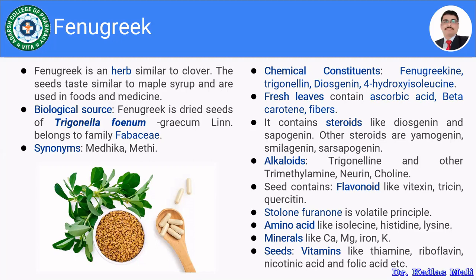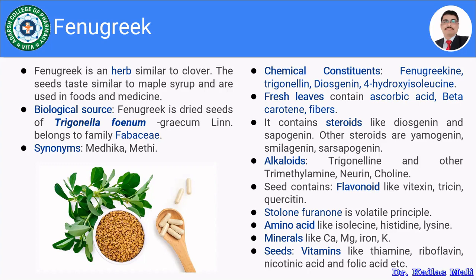So fenugreek is a herb similar to clover. The seed tastes similar to maple syrup and is used in foods and medicine. There are so many chemical constituents present in the fenugreek, which may be helpful to get health benefits. Fenugreek is the dried seeds obtained from Trigonella foenum-graecum, belonging to family Fabaceae. The synonyms for fenugreek are methi and medica.